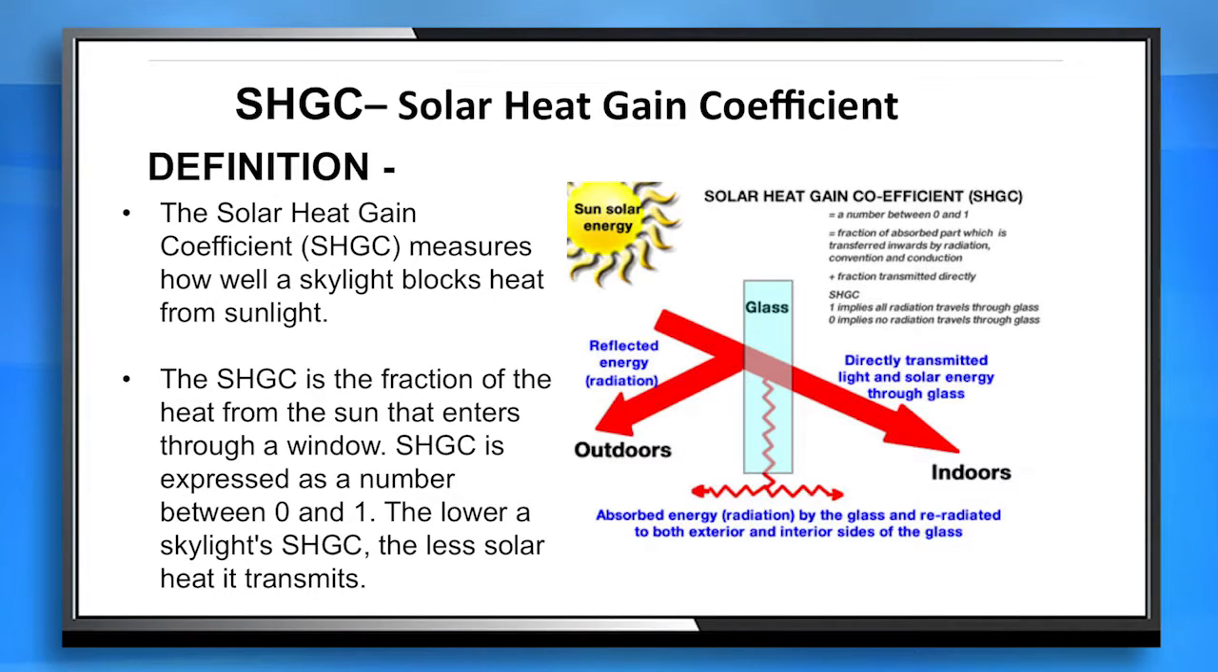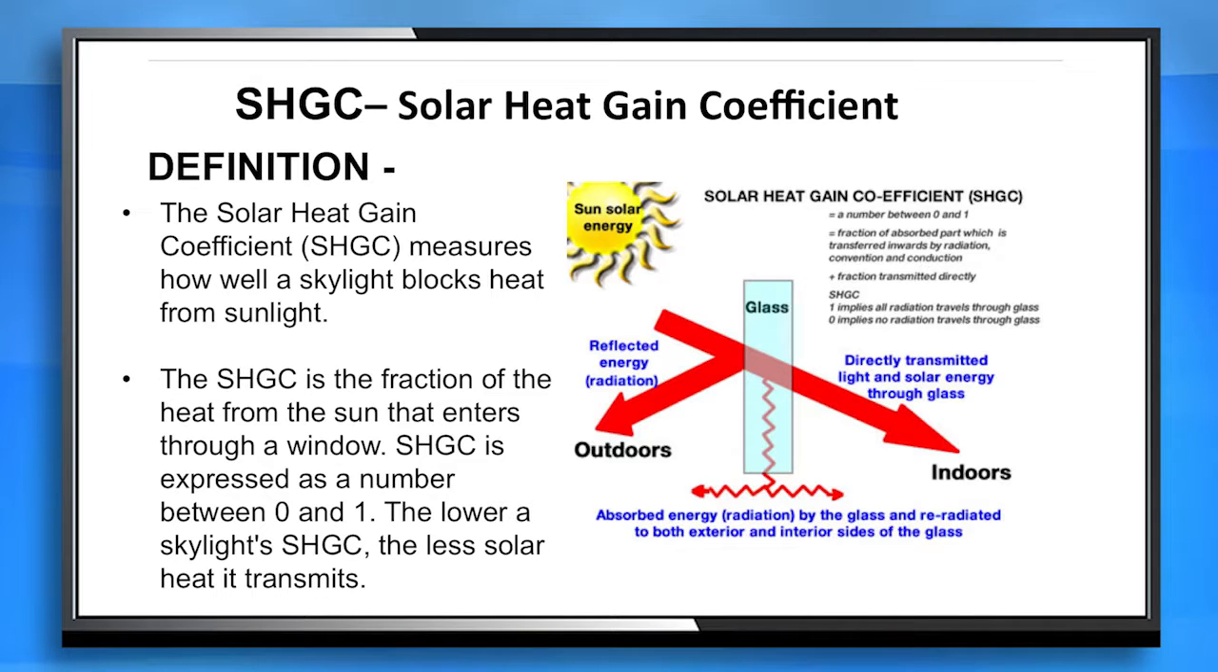And what solar heat gain coefficient is, it measures how much heat is coming through the skylight from the sun. And what you want is the lower the solar heat gain coefficient, then the less amount of heat that you can have coming through the skylight. And then the last thing I was going to go through from a terminology is this thing called haze.